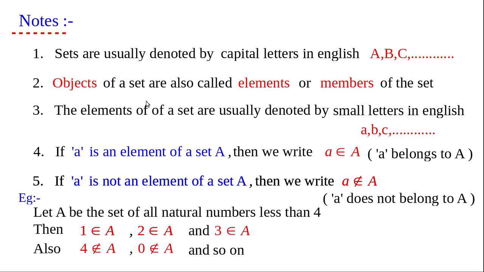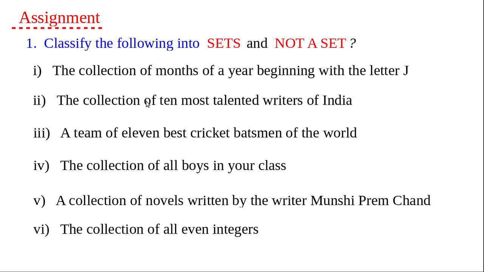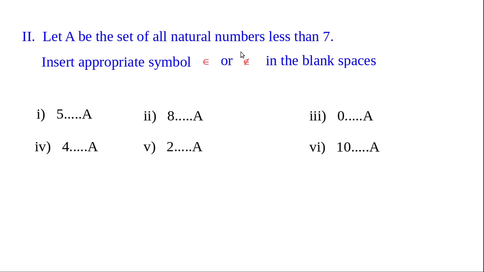Let us stop today's discussion here after giving you some assignments. This is the first assignment. Classify the following into sets and not a set. Write the question first, then write your answer. If this is a set, then you write set. If it is not a set, then write not a set. Second assignment is this one: insert the appropriate symbol, belongs to or does not belong to, in the blank spaces. If 5 is a member of this set, then you write 5 belongs to A. If 5 is not an element of this set, then you write 5 does not belong to A.